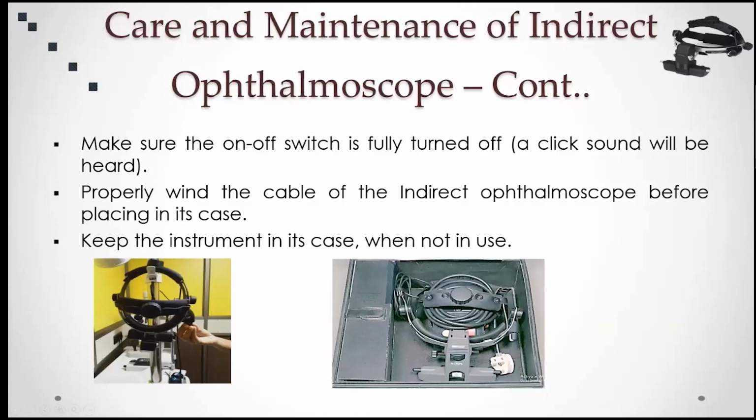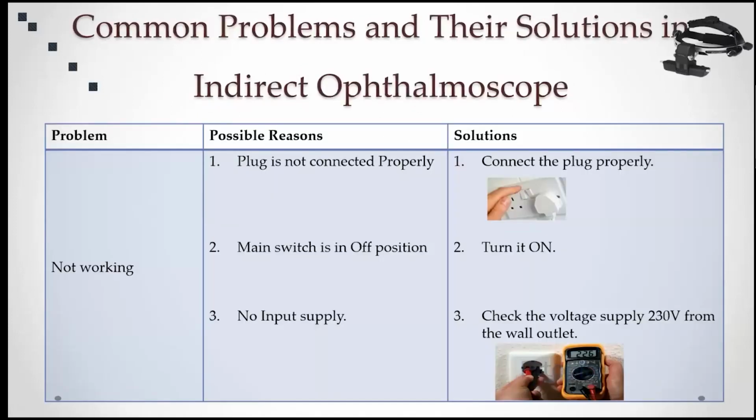So let us move on to troubleshooting techniques. When the instrument is not working, first we need to check whether the power supply of the instrument is connected with the plug or the supply. So connect it well. If the main switch is in the off position, then it won't work, so first turn it on. And sometimes, if the input voltage given by the circuit is not 230 volt, then we have to check it with the help of an electrician and fix it.